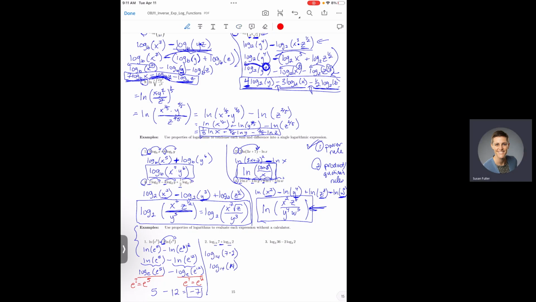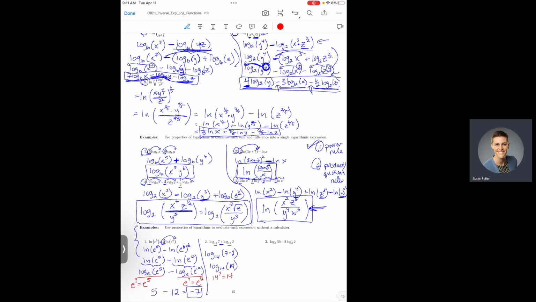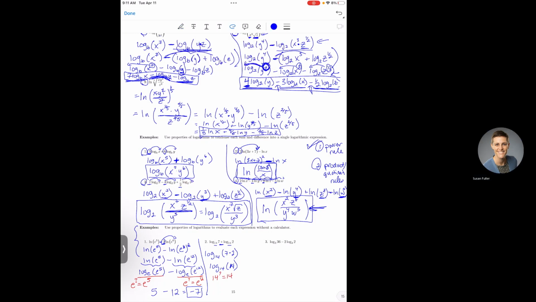This is something we can simplify without a calculator. What this means is 14 to what power gives me 14? And the answer is, yep, 1. 14 to the first power is 14. So this is just 1.